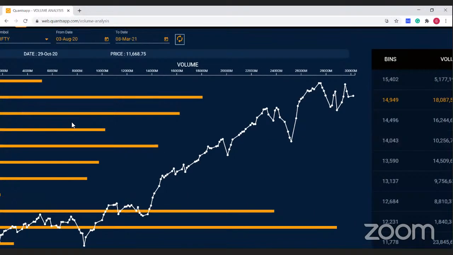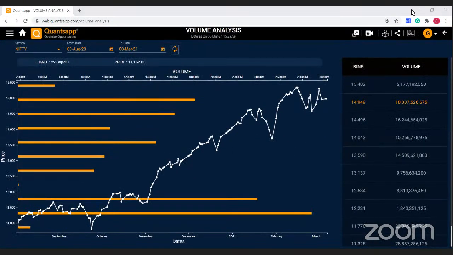So now we are looking at August to March. Again, we can see the clear significance. From August to almost October, the bin level of 11,325 was standing as, I would say, the strong resistance for the Nifty. Nifty was trying to get out from these two particular bin levels. So through August, September, October, it finally tried and broke this level in November.